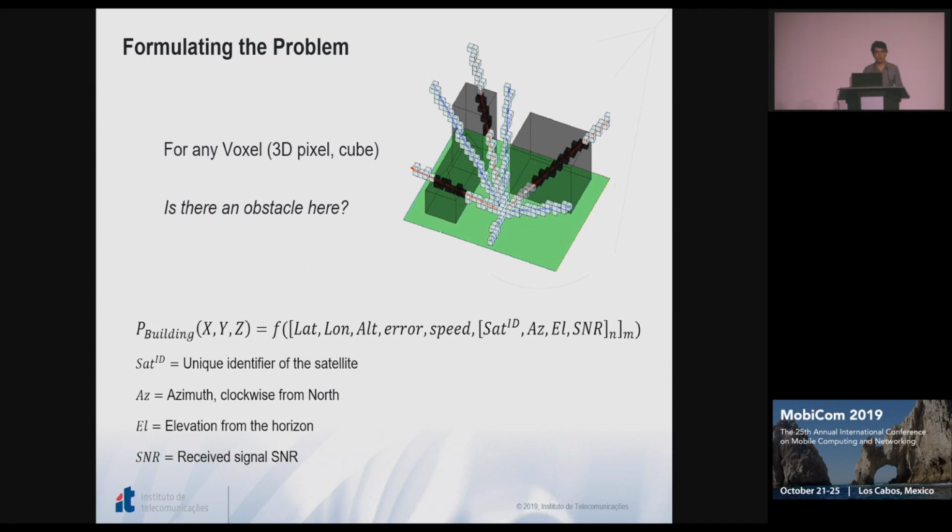Formulating the problem, what we want to answer is, is there an obstacle here for any position in space, which is a voxel? More concretely, we want to estimate the probability of there being a building given all of the nearby location data. The locations are typically defined by latitude, longitude, and altitude, also the accuracy or the error of the position, and the speed. And also the satellite list, the list of visible satellites at that location, where each satellite is defined by an azimuth, an elevation, and the signal strength.